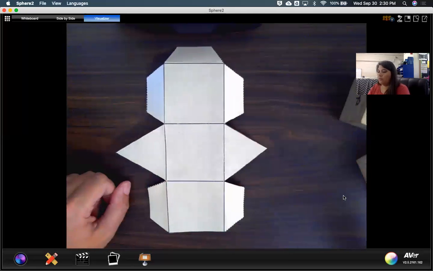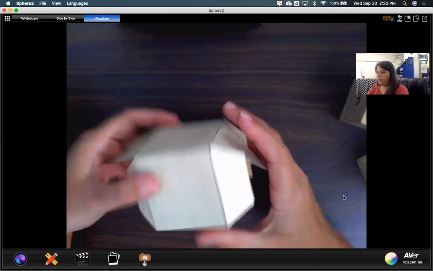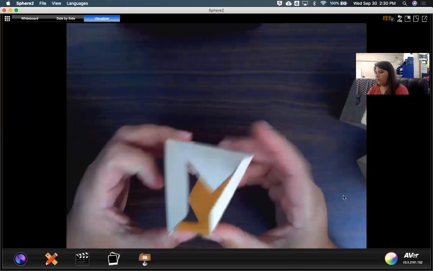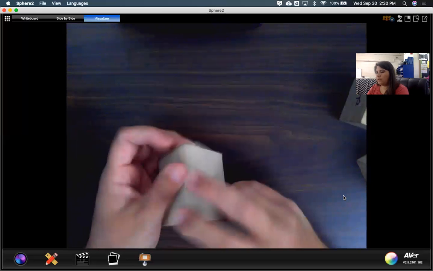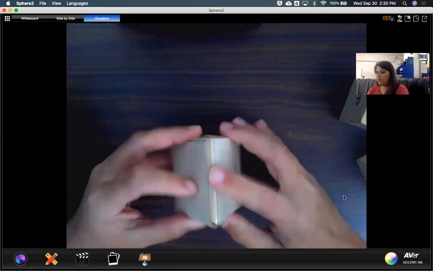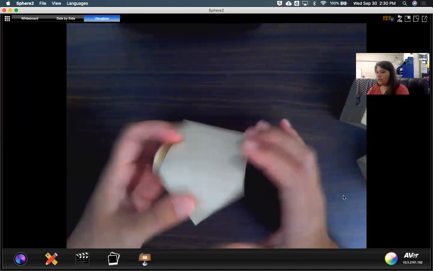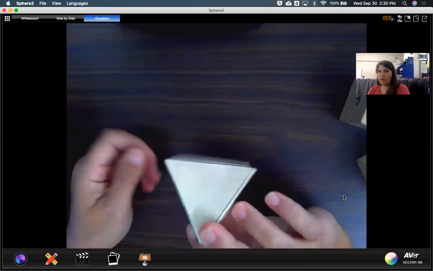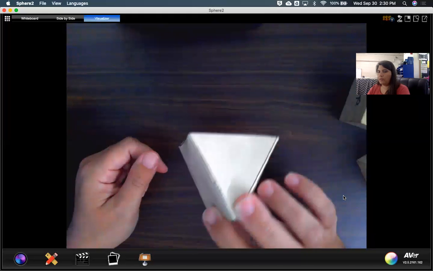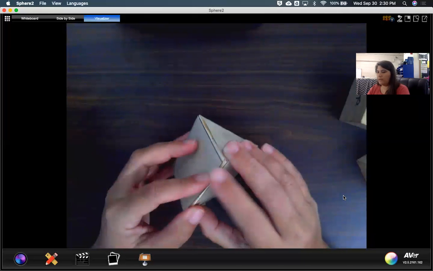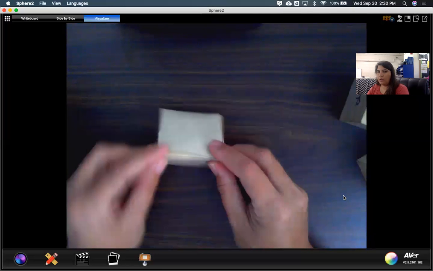All right, so if I fold it up, I can see that it meets at an edge. The rectangles meet at an edge, not at a vertex. So this is going to be a triangular prism, because the faces do not meet at a vertex. They meet at an edge. So we have a triangular prism.